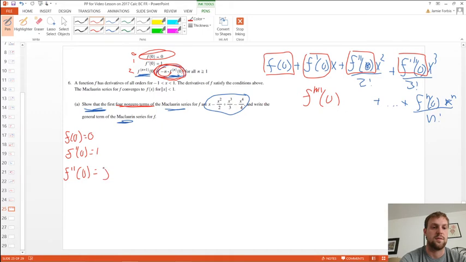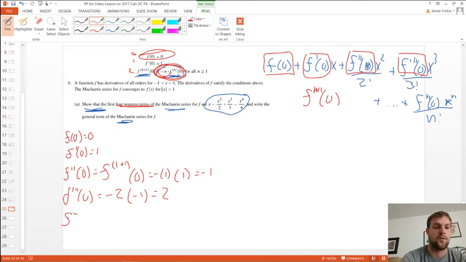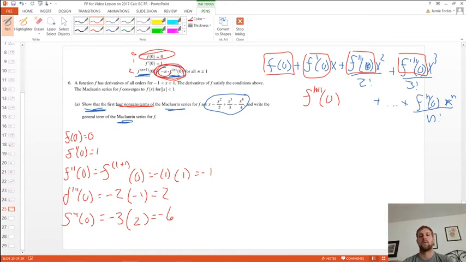If I want to know the second derivative, f of 1 plus 1 is 2, so n is 1 in this case. f double prime of 0 is equal to negative 1 times the first derivative of 0, which we see is 1. So this is equal to negative 1. For f triple prime of 0, it's going to be the previous n, so negative 2, times f double prime, which was negative 1. So this is equal to 2. And then the fourth derivative of 0 is going to be negative 3, the previous n value, times the previous one, which is 2, which is equal to negative 6. Okay, so there you have it.